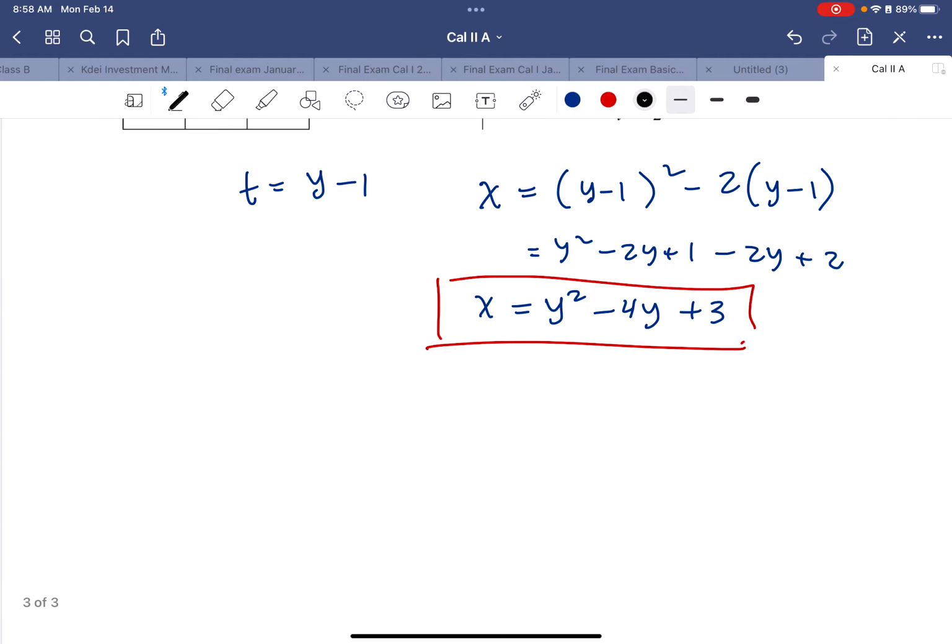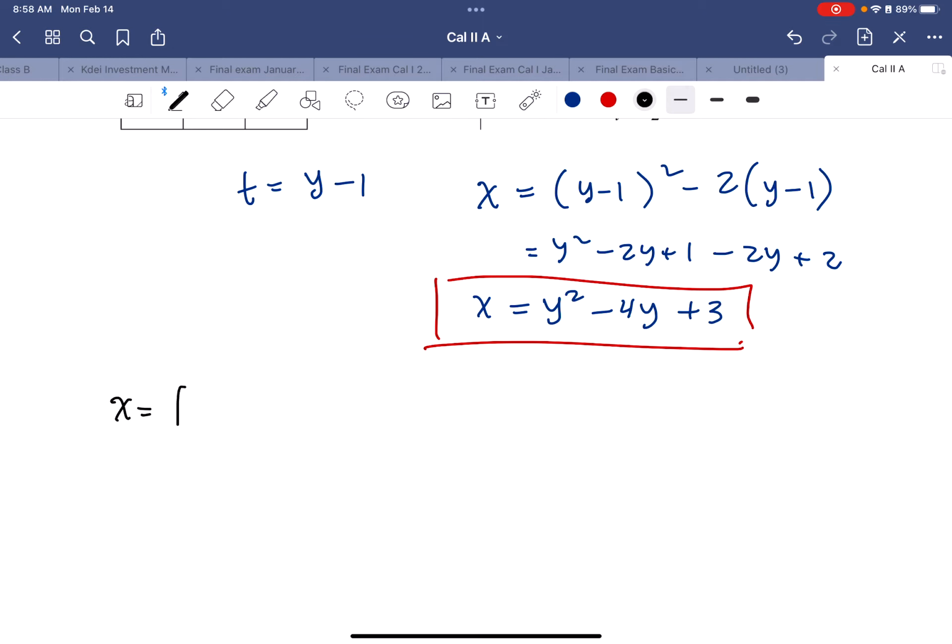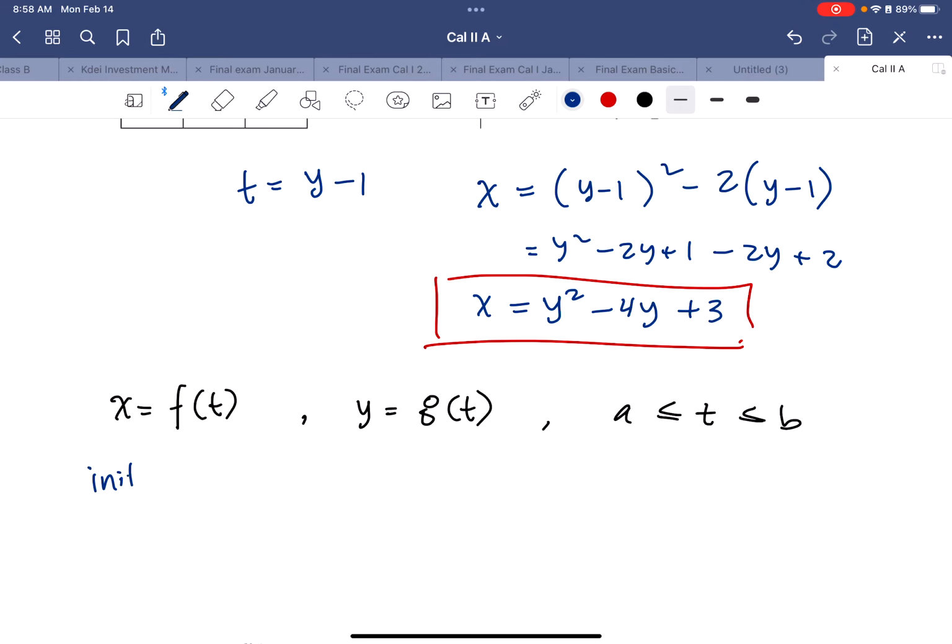Okay, so let me write one more time. So we can have, we call the initial point A, and the terminal point B. So this will be the f(a) and g(a). This is the initial point, and this will be the terminal point.